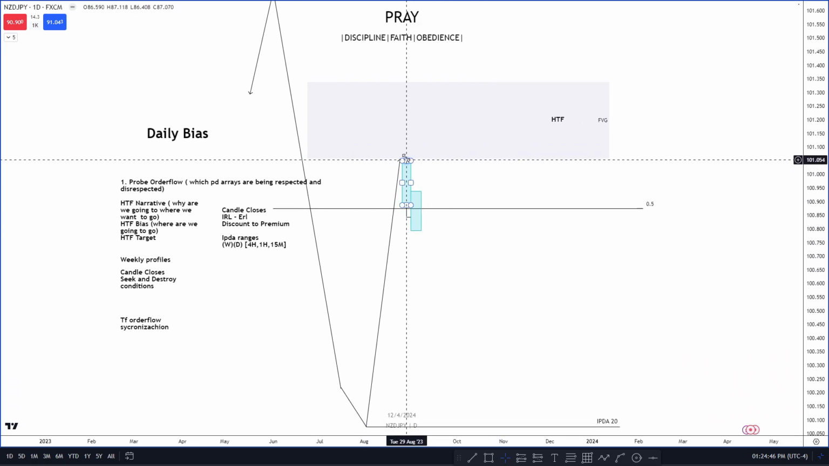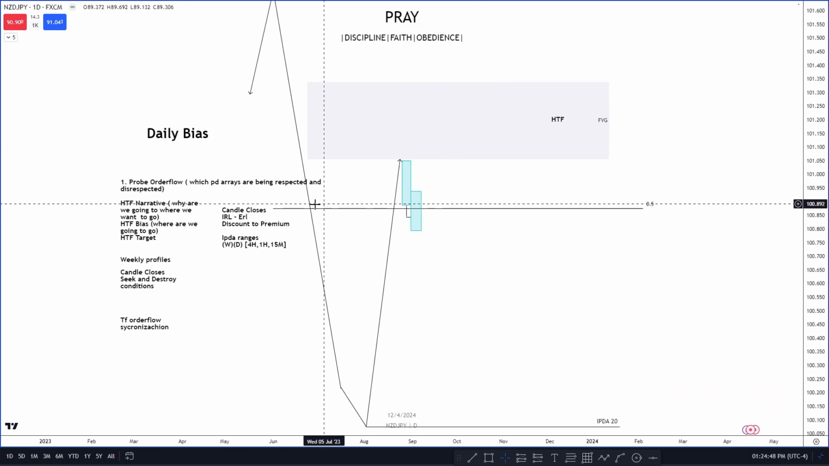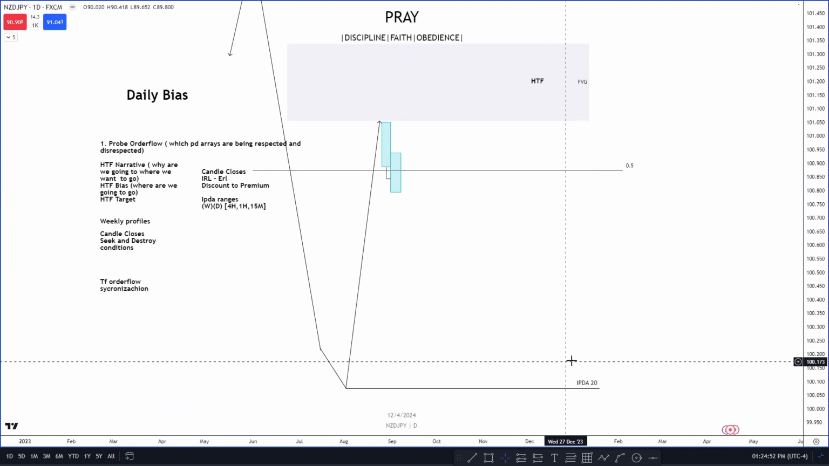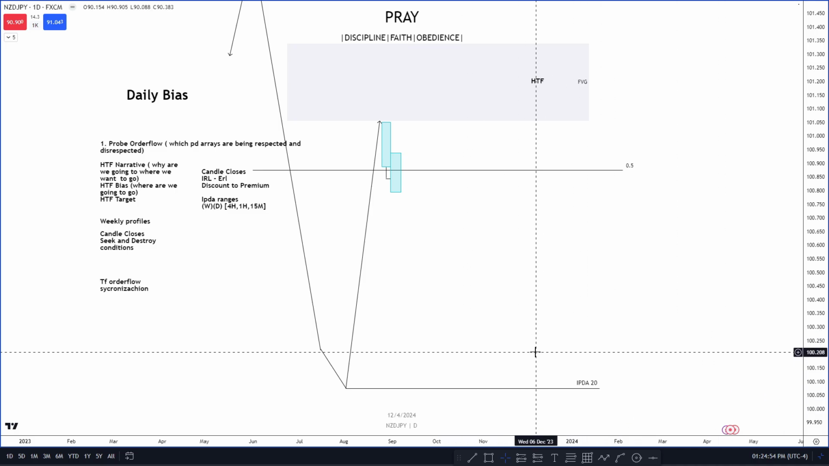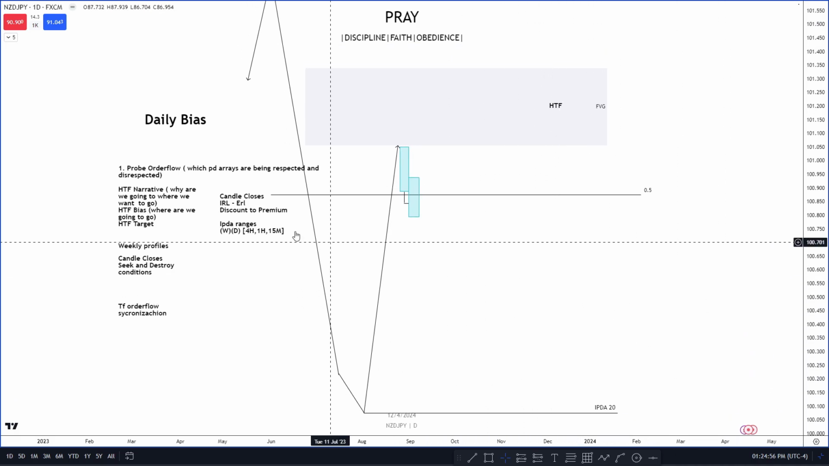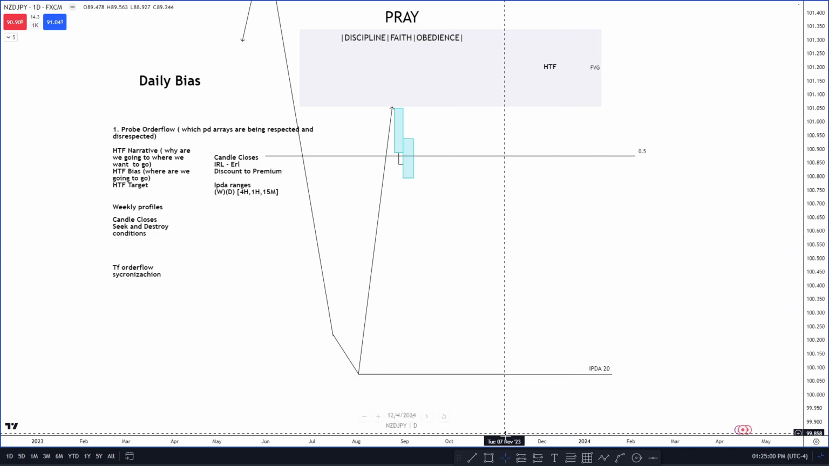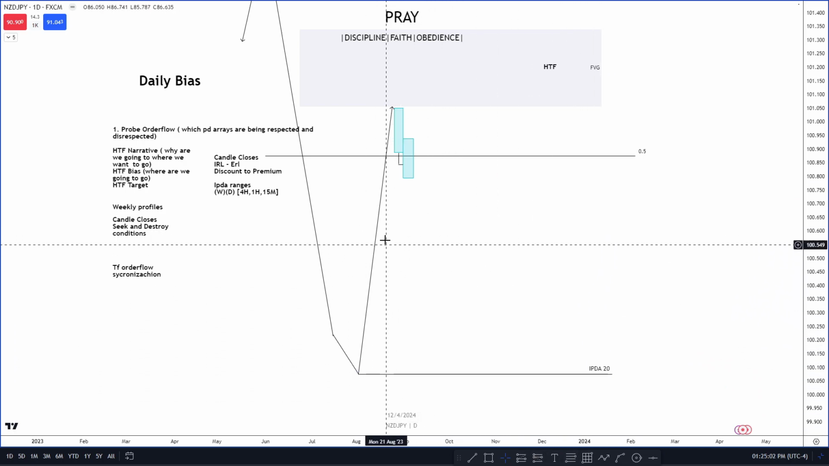And once we tap into that high time frame PD array and we have our narrative, why are we going to go there? We have it at the 20 range. Now we need to take out some sell side liquidity to continue the trend. High time frame bias, where's it going to go? To this IPTA 20 range and any of the low resistance liquidity that was built up, right?